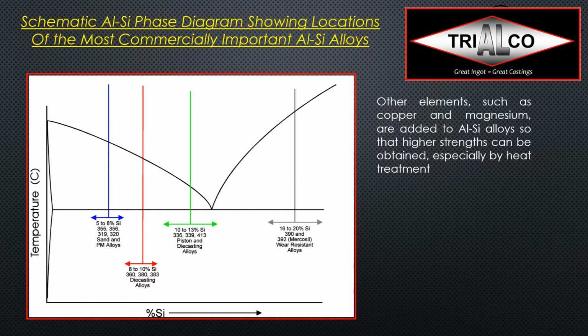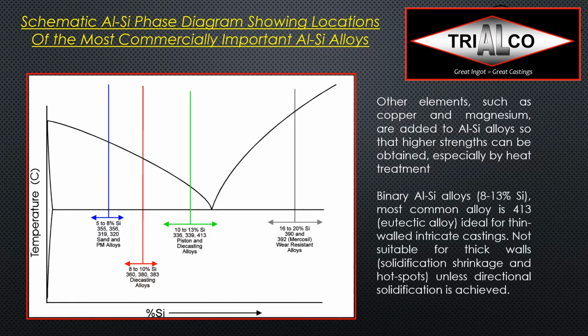Other elements such as copper and magnesium are added to add strength so that I can get heat treatment responses, and the binary aluminum silicon alloys would usually be 8 to 13%, so nearly eutectic. 413 is the most common one as a eutectic alloy. That's ideal for very thin-walled, intricate castings, but it's not very suitable for thick walls. You will get solidification shrinkage and hot spots unless you really have directional solidification, because the whole thing just goes from liquid to solid in one point. You don't have this large, what we call a freezing range.